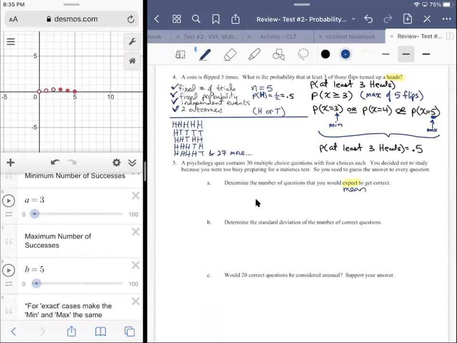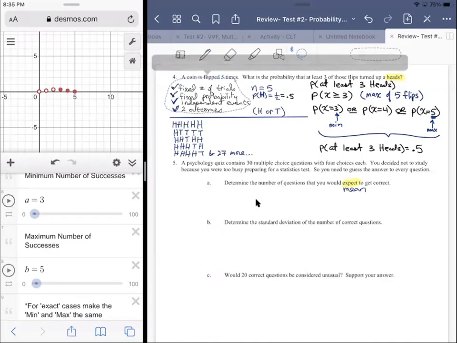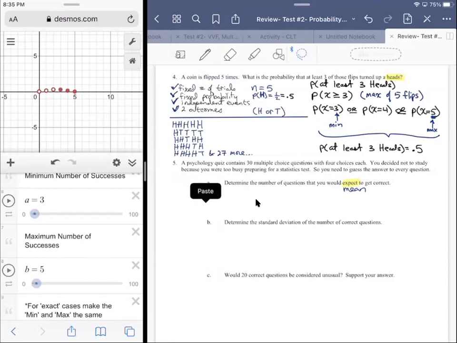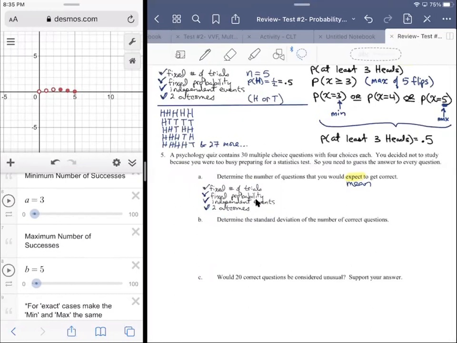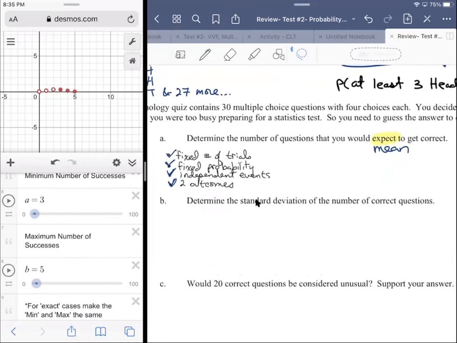All right, so once you identify this as another binomial case, and that is part of the challenge, then you have license to use every shortcut that goes along with a binomial situation. All right, so something to keep in mind.